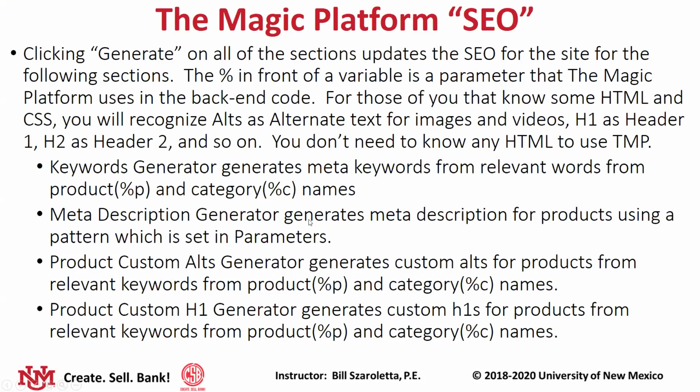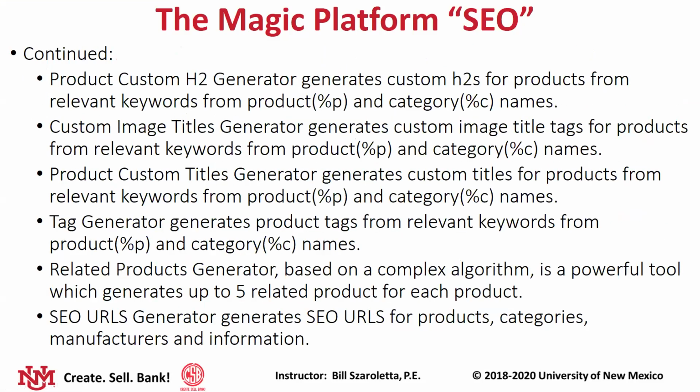Meta description generator generates a meta description for products using a pattern, which is set in the parameters. Again, you've got control over that. Product custom alts generator generates custom alternative text for products from relevant keywords from the product parameter and the category parameter. Product custom H1 generator generates custom H1s for products from keywords from the product and the category. Same for H2 generator. Custom image titles generates the image tags.